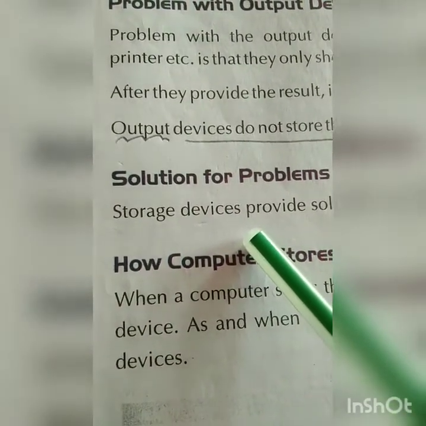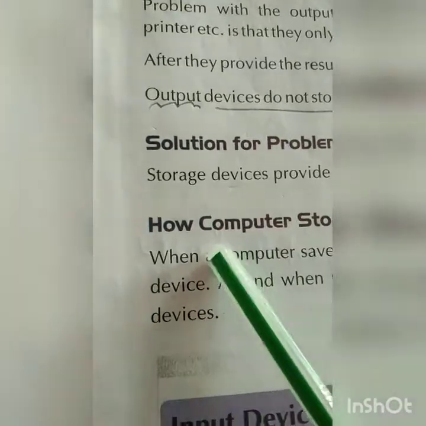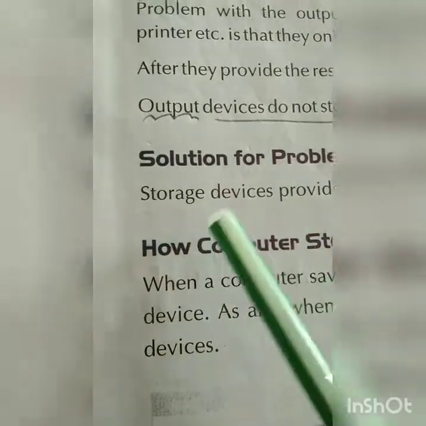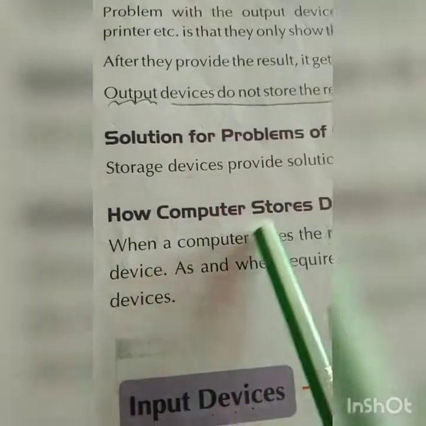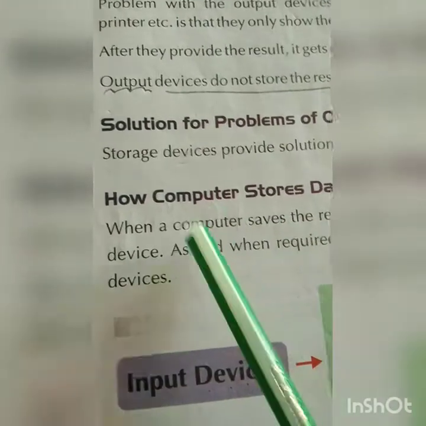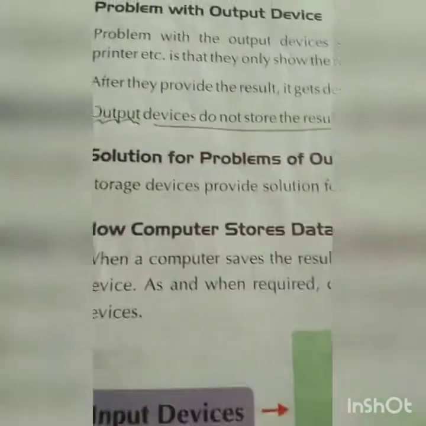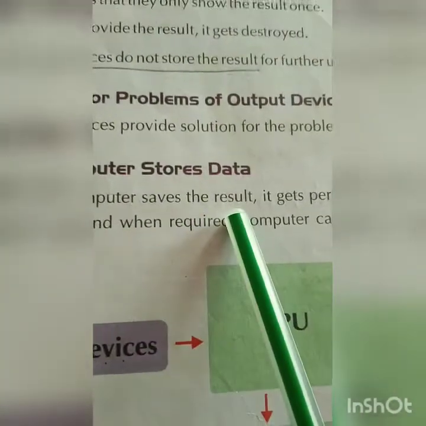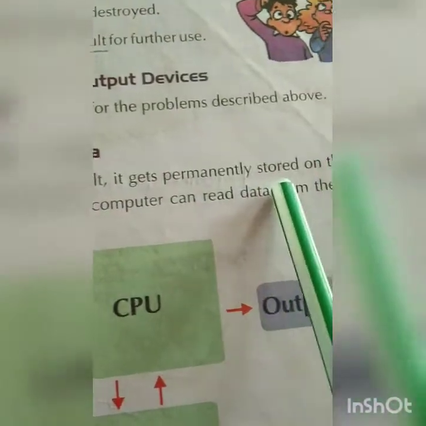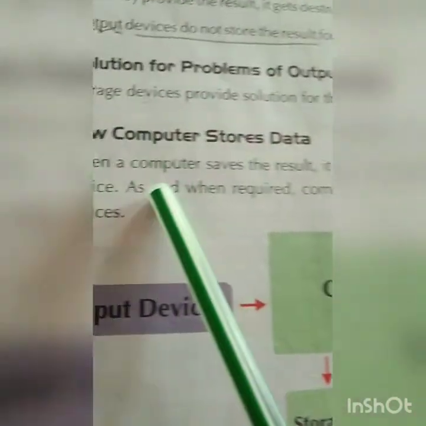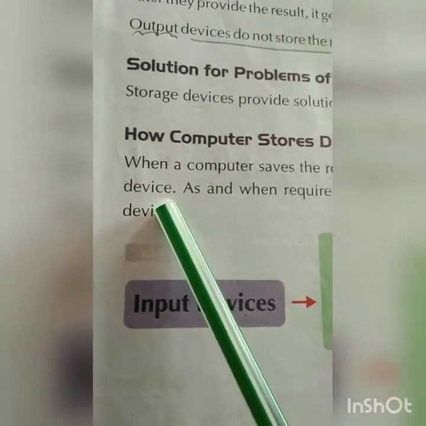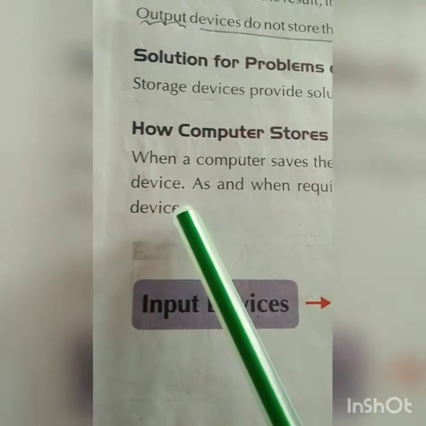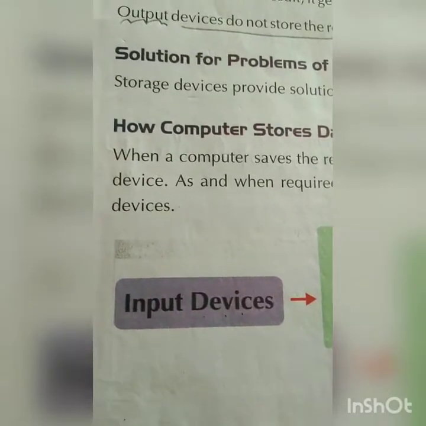That is the output work. And now, how does a computer store data? The problem is solved by the storage device. Now how do we store data in the storage device? How does computer storage save your data? When a computer saves the result, it gets permanently stored on the storage device. From the sentence it is clear: when you save your work, it is automatically stored on the storage device.